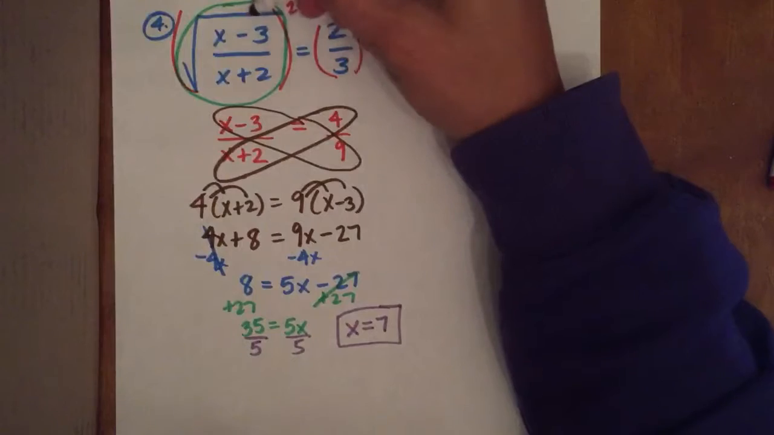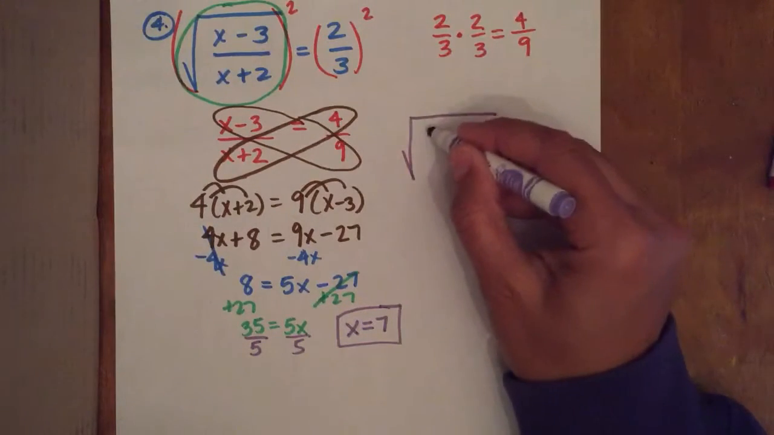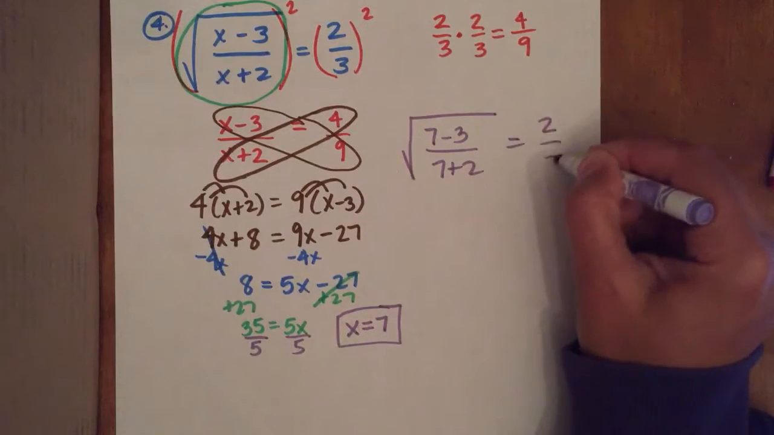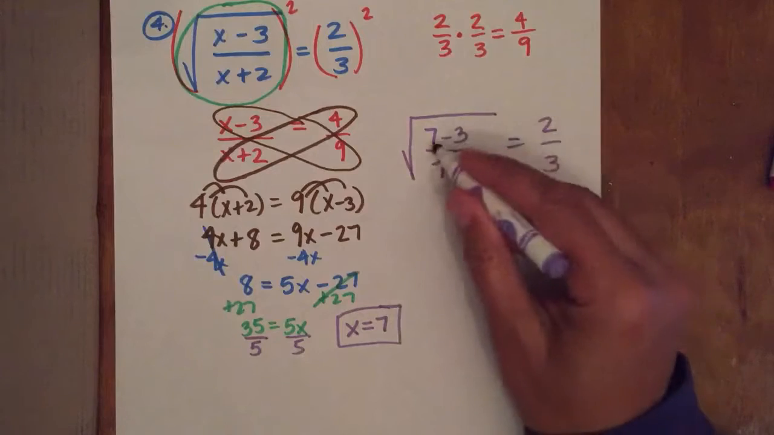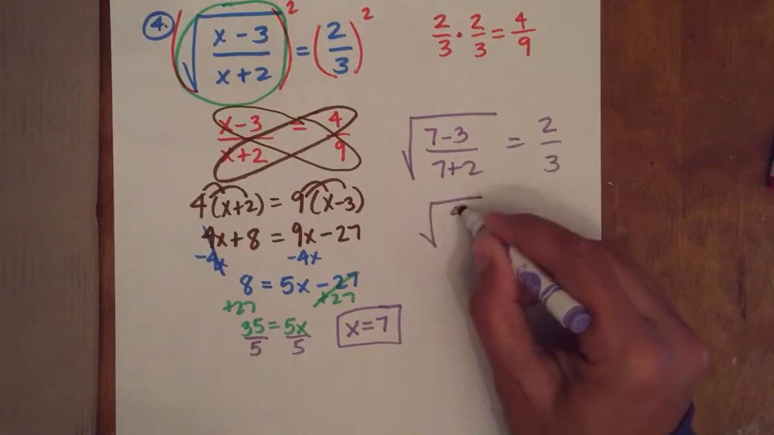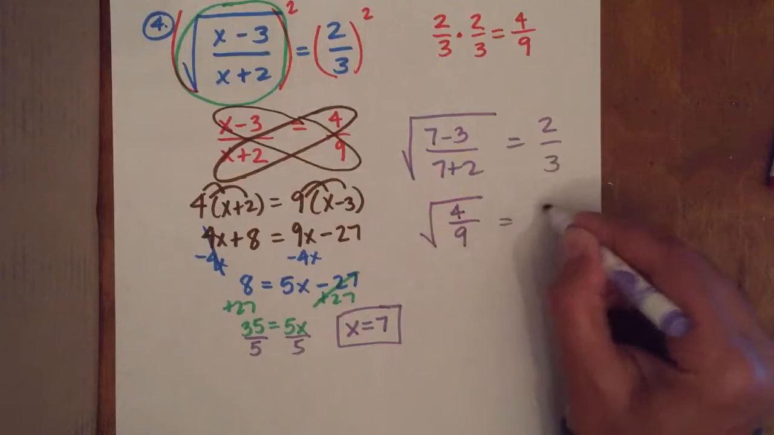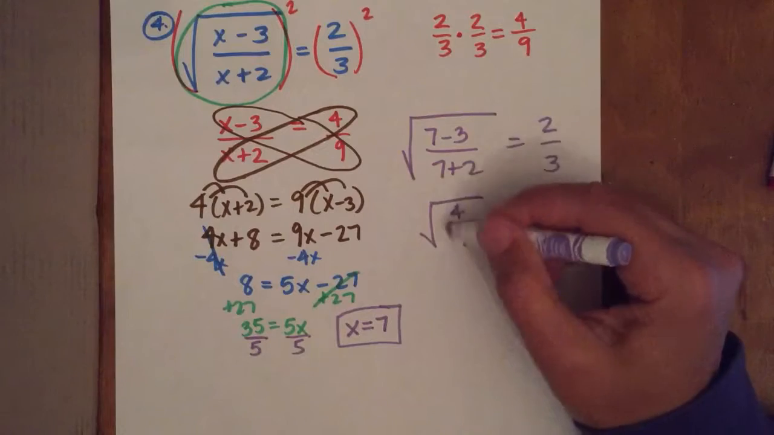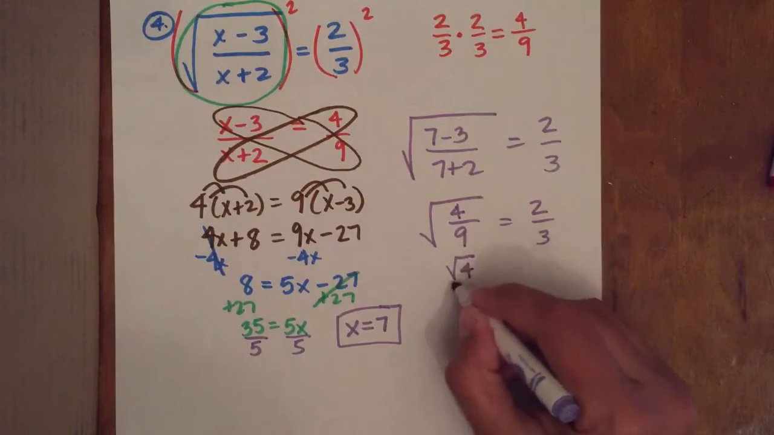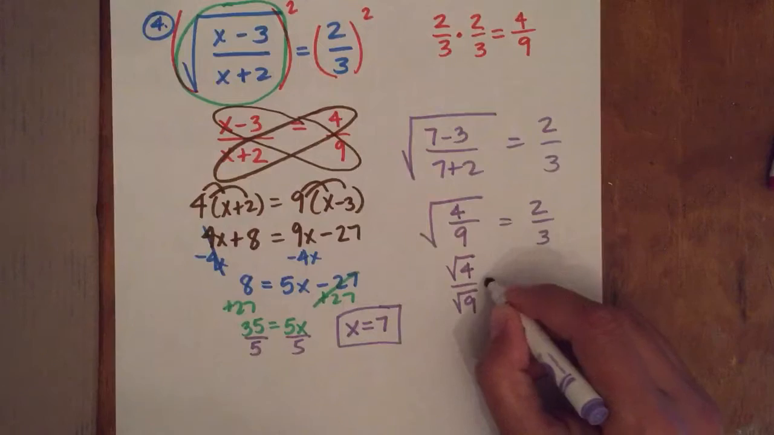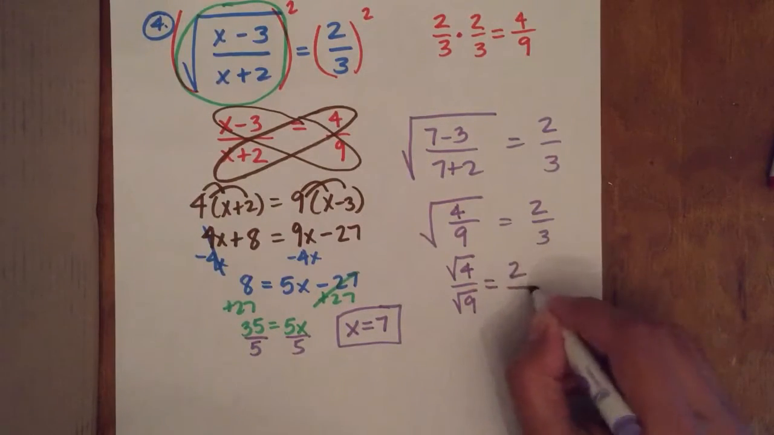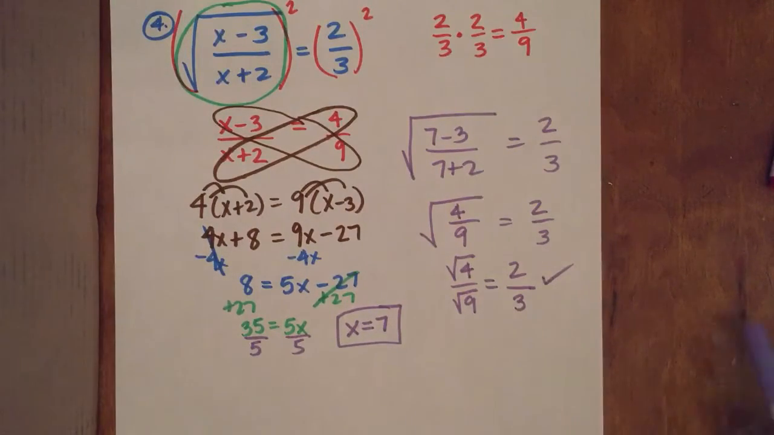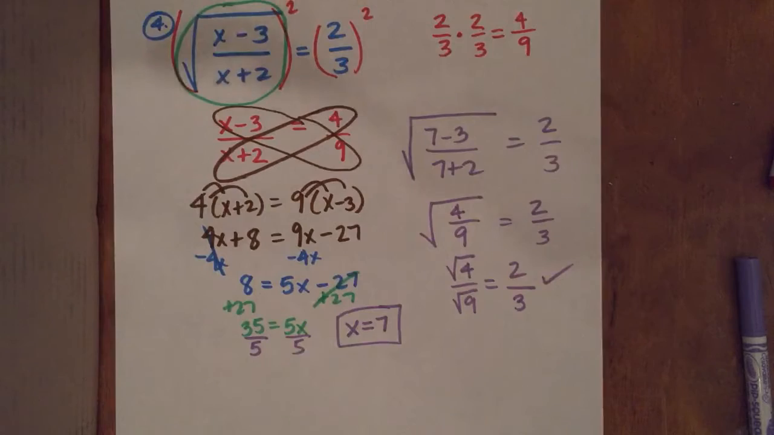And if you plug the 7 back in, you'll see that gives you 7 minus 3 over 7 plus 2 equals 2 over 3. 7 minus 3 is 4. So I have 4 over 7 plus 2, which is 9, equals 2 over 3. And remember, when you have a fraction like this under a radical, you can split it up. I can make this square root of 4 over square root of 9. And the square root of 4 is in fact 2. The square root of 9 is in fact 3. So it is a good solution. And that is how we solve radical equations with square roots.